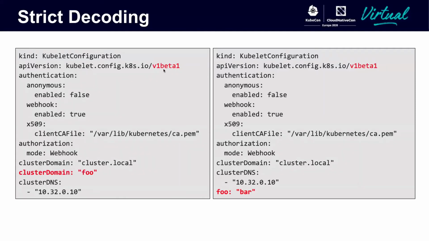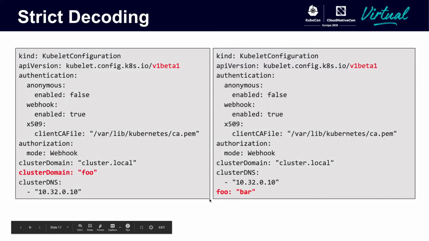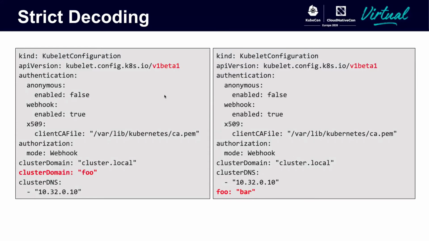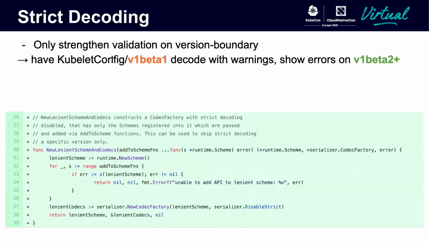This version, especially beta and upwards, implies some kind of stability. So we don't want to break any user clusters. We need to figure out a way to only strengthen this when the version changes. And this is exactly what we did. We strengthened the validation on the version boundary. For v1beta1, we want to decode with some warnings. But on v1beta2 and upwards, we want the expected behavior that it will throw an error when the YAML is malformed.